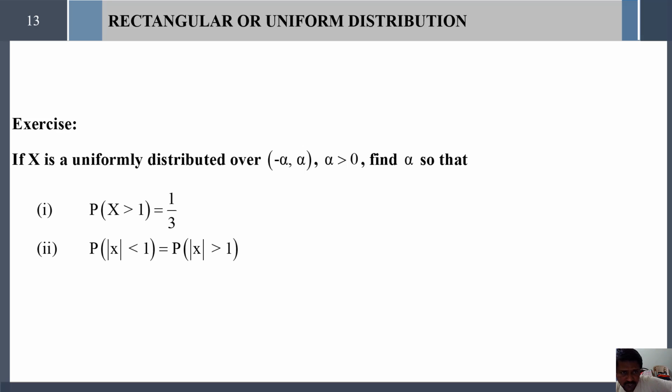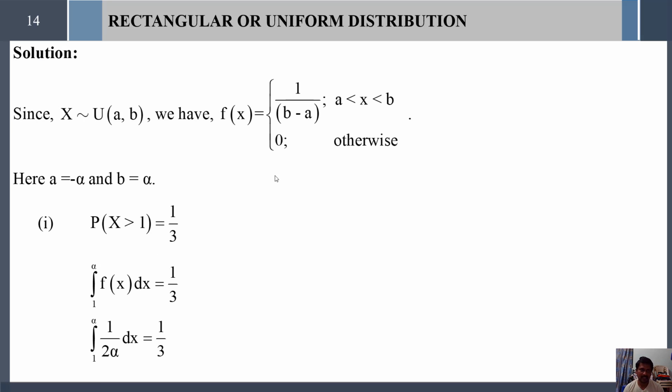If x is uniformly distributed over minus alpha to plus alpha, where alpha is greater than 0, find alpha so that probability of x greater than 1 equals 1 by 3, and probability of modulus x less than 1 equals probability of modulus x greater than 1. So you see, for the first condition, we have to find out the value of alpha. And for the second condition, what can be the value of alpha? That is the matter we have to find out.